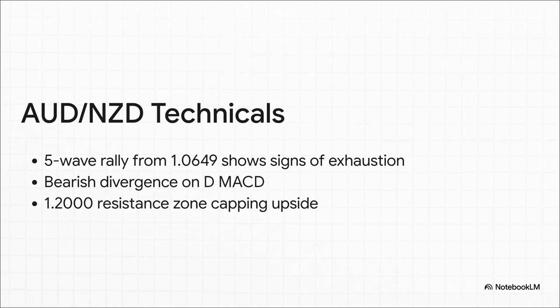That 5-wave rally we saw previously is showing clear signs of exhaustion. Plus, we're seeing some really textbook bearish divergence emerging on the daily MACD. But perhaps most importantly, that 1.2000 resistance zone is acting like an absolute concrete ceiling right now. It is heavily capping any upward advances the Aussie tries to make against the Kiwi.